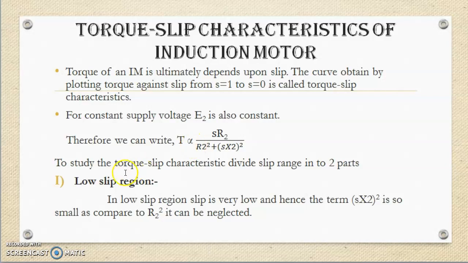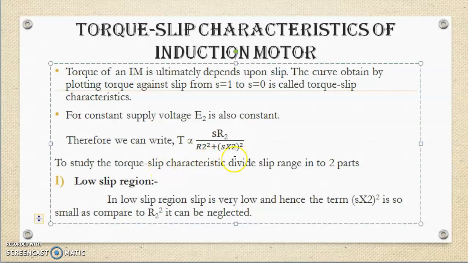Now to study the torque slip characteristics, we will divide the slip range into two parts. First one is the low slip region. In this region, the value of slip is very small. If the value of slip is very small, this term SX2 square is very small as compared to R2 square, and we can neglect this SX2 square.